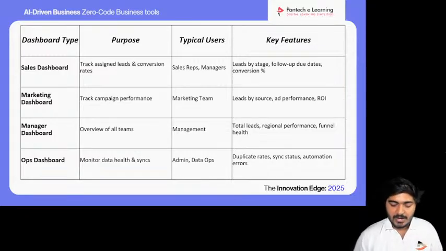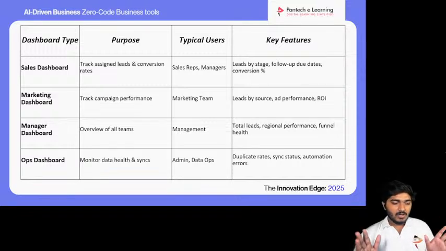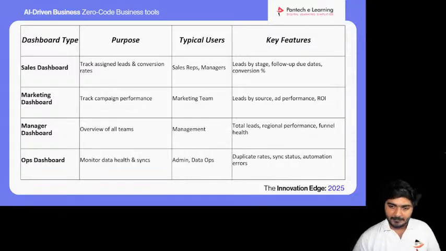And next, the second one is the marketing dashboard. As the name suggests, it will contain the leads for the marketing personnel: who the new ones are and what we can market to them. Purpose: track campaign performance, meaning how the advertisements and events are performing, and make use of it. Typical users: only the marketing team will have access. Key features: leads by source, ad performance, and return on investment. All those things will be available in the marketing dashboard.